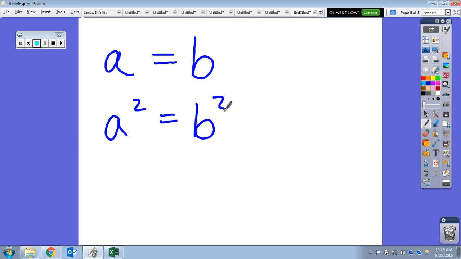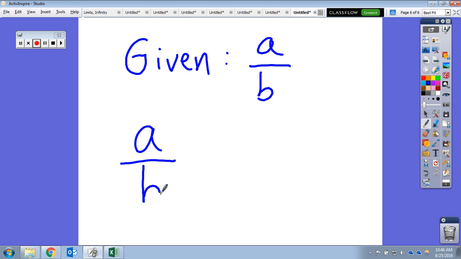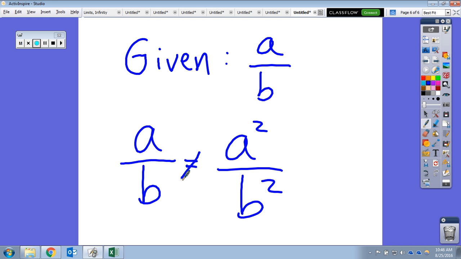Let's say this is given: you are given A over B. You cannot just assume that A over B is equal to A squared over B squared. What is the only thing we're allowed to do to take one fraction and make it an equivalent fraction? Multiply or divide by the same number on top and bottom.